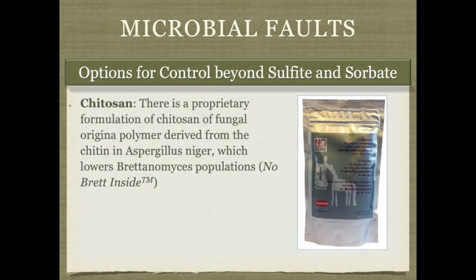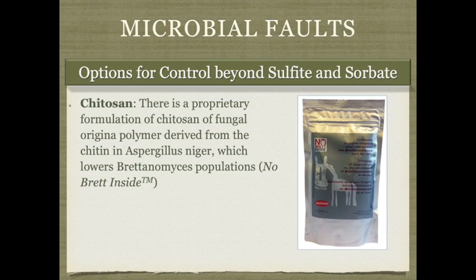Other options: chitosan is often used as part of a two-step fining regimen. There is another proprietary formulation of chitosan from fungus, from Aspergillus niger, rather than from shellfish, and it's marketed as a treatment to lower Brettanomyces population. So imagine if you have a barrel program and you're struggling with Brettanomyces, it's hard enough to keep sulfite levels high enough in those barrels to address that, and so this may be a way to help manage that.